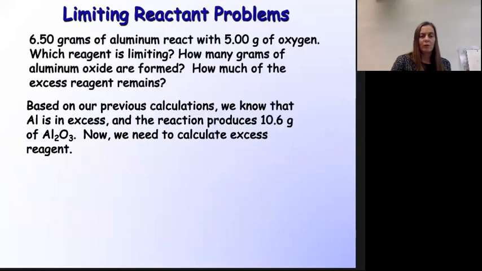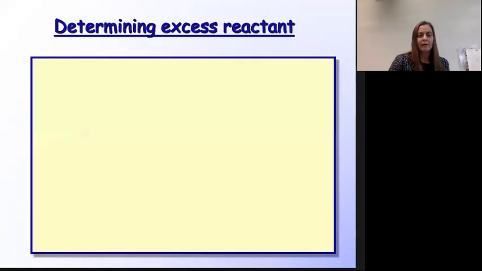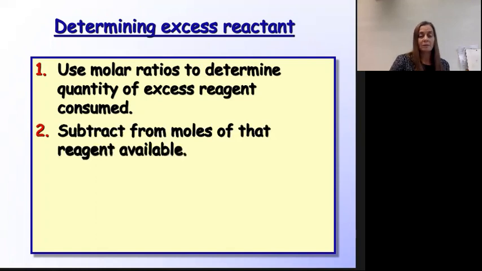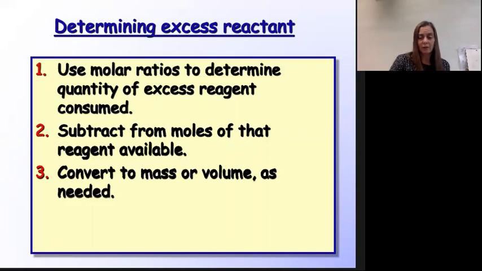Now we have one more question. It asks us how much of the excess reagent remains. So we want to calculate the excess reagent. We know aluminum is in excess. We know we've made 10.6 grams of aluminum oxide. So how do we determine the excess reactant? I'm going to determine how much of that reactant was used up, subtract that from the moles that were available, and convert to mass or volume as needed.